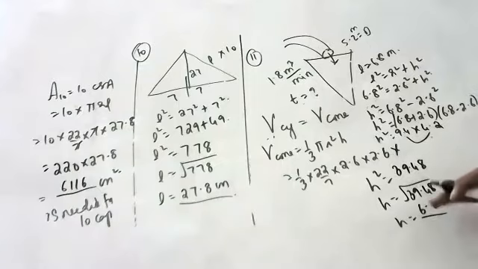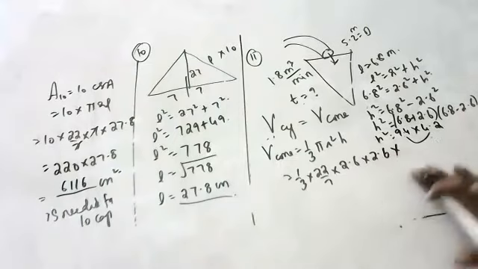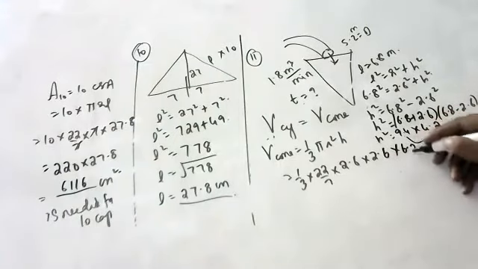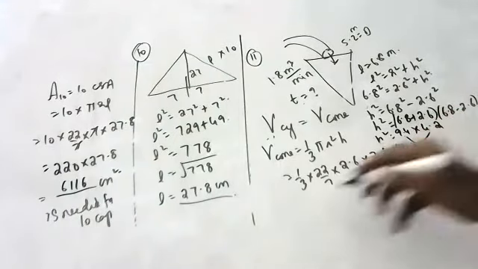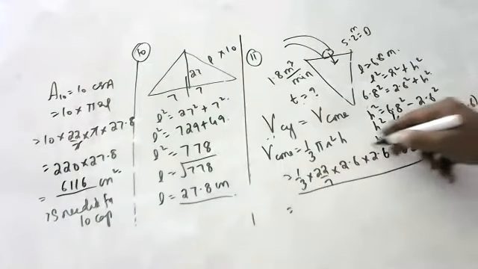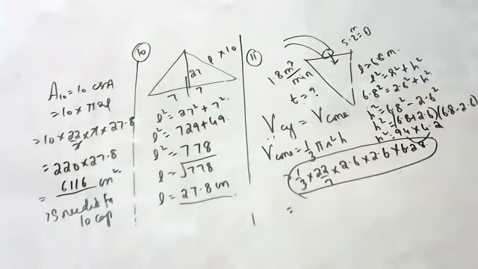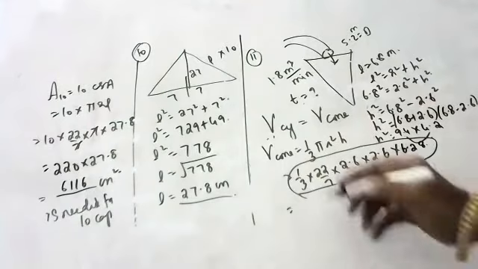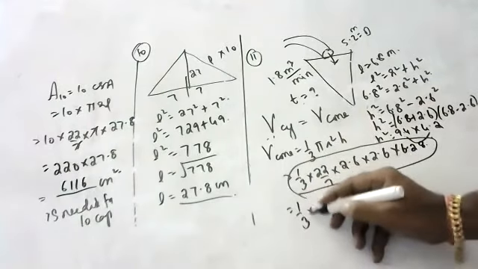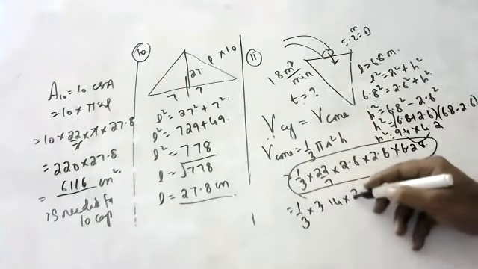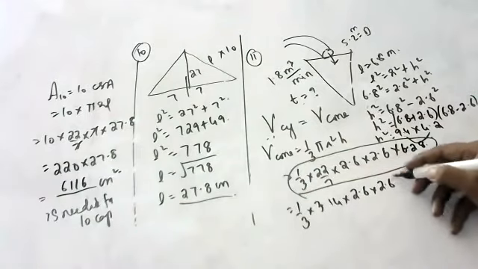Okay, children, let's take 6, or 6.5, or approximately 6.28, and we'll do it. Can anyone tell me the volume, how much is this value? 1 by 3 into 3.14 into 2.6 into 2.6 into 6.3.